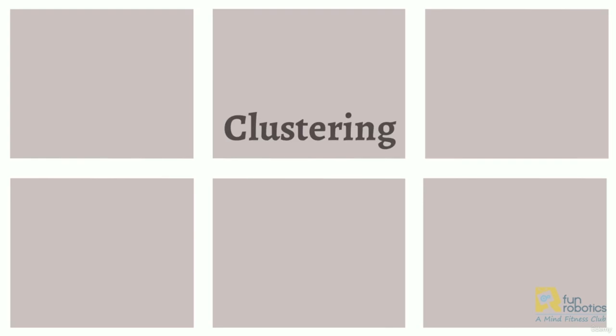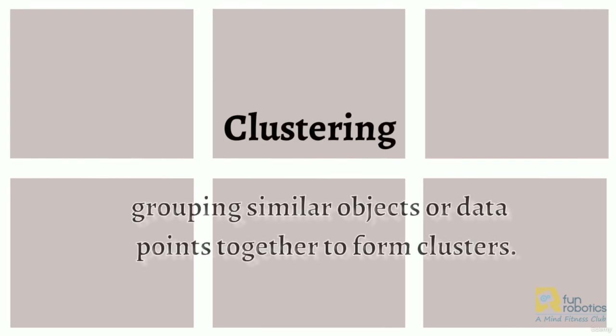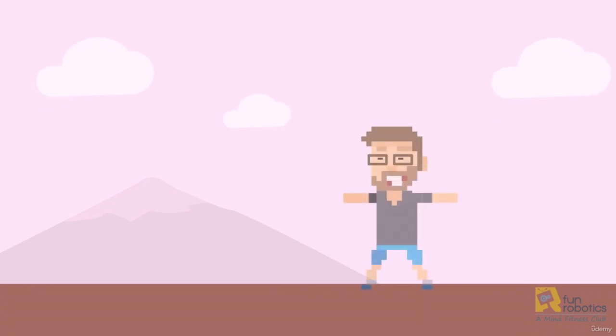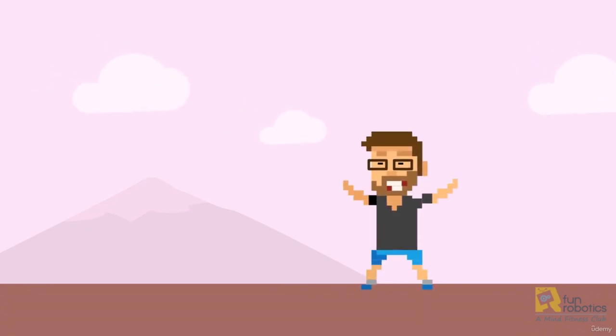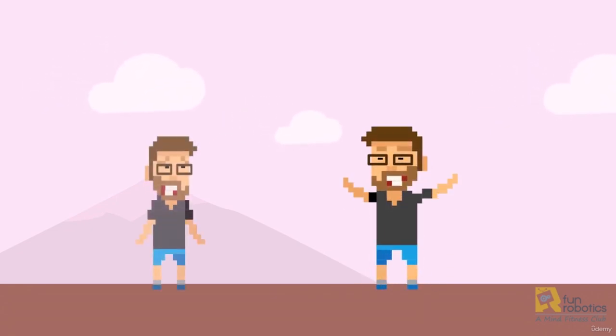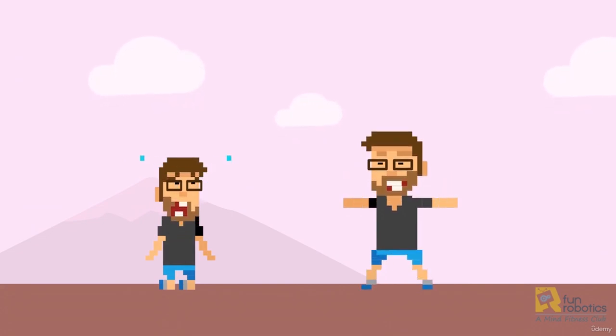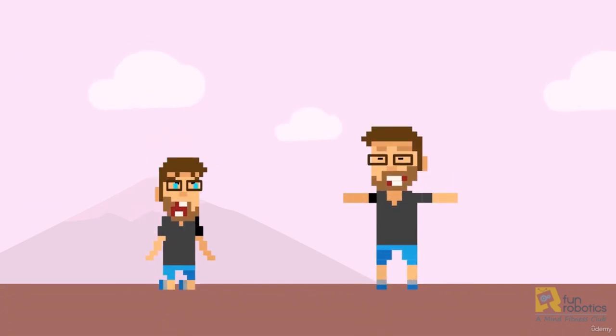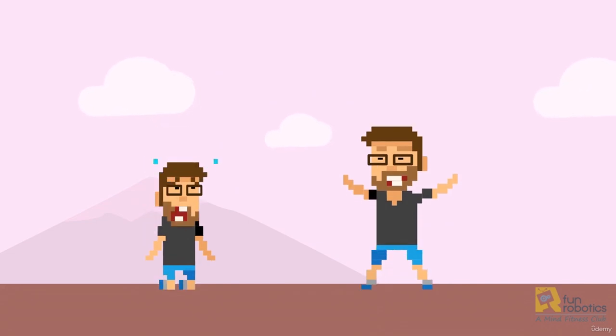The most common type of unsupervised learning is called clustering, which is grouping similar objects or data points together to form clusters. These algorithms do not really know what those clusters are, but they can figure out that the objects within them are very similar to each other. Let's look at how useful something like this can be.